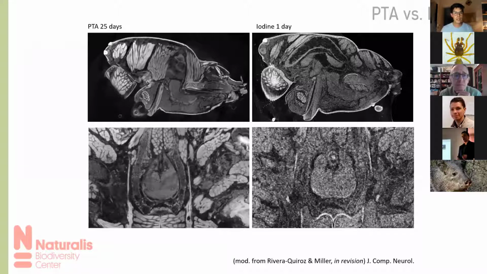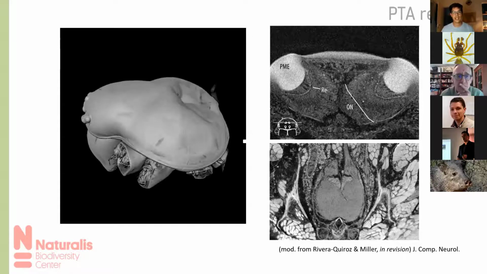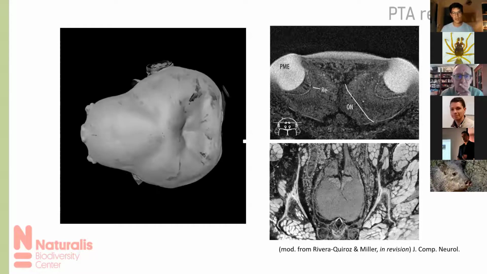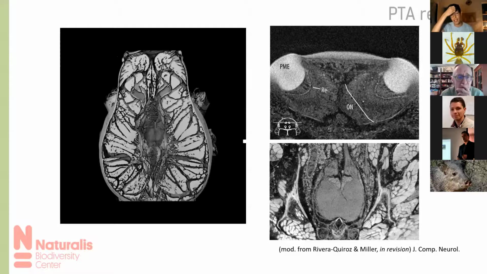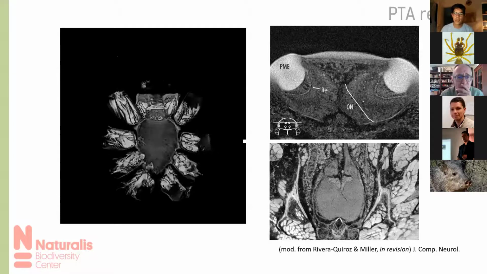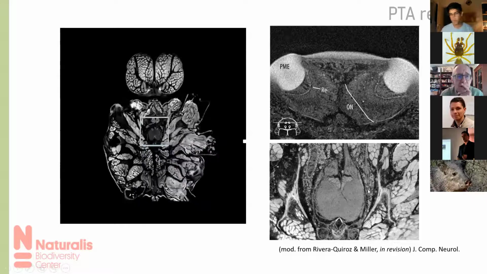Just to give a comparison of the quality of the image we can get with PTA in contrast to iodine, here I show a section of the whole cephalothorax of the spider, and also another section, a sagittal section of the brain, comparing both techniques. And also, by modifying some settings and a higher magnification in the scan, we were able to observe very tiny structures like the retina in the different eyes and the optic nerves, and also to recognize the brain pathways. In this case, I'm showing the secondary visual pathway in the brain.